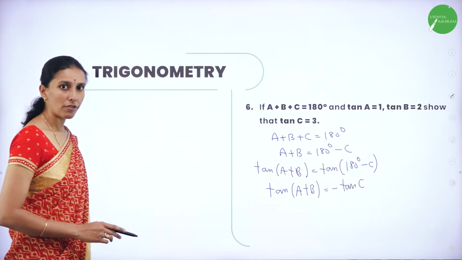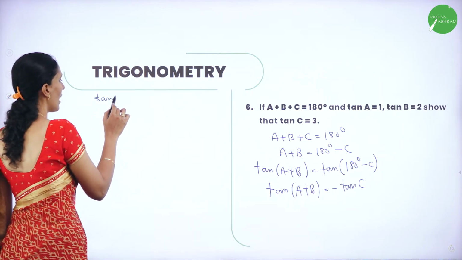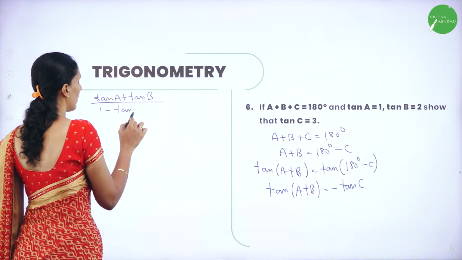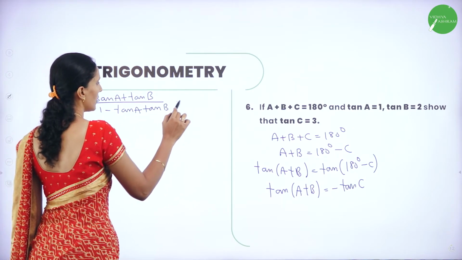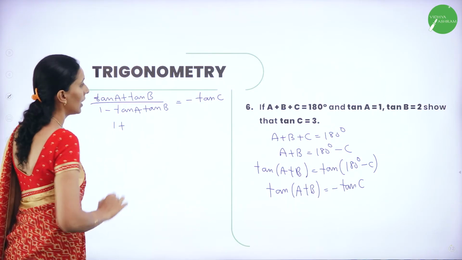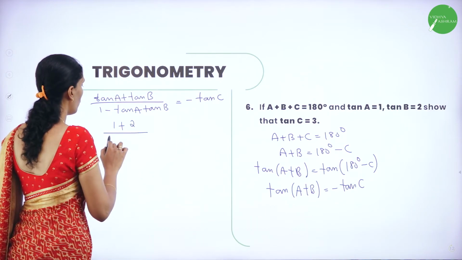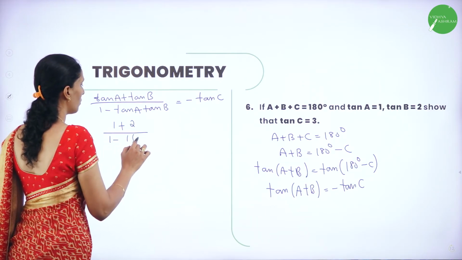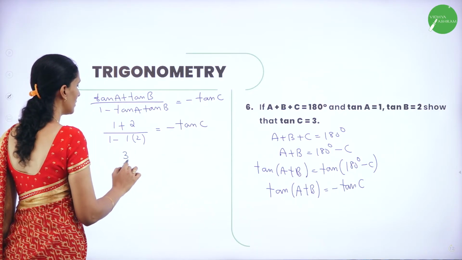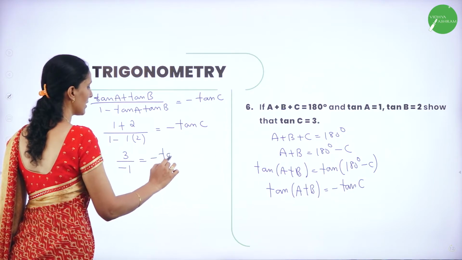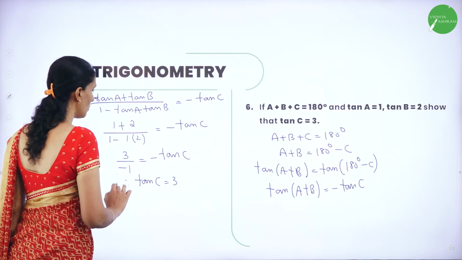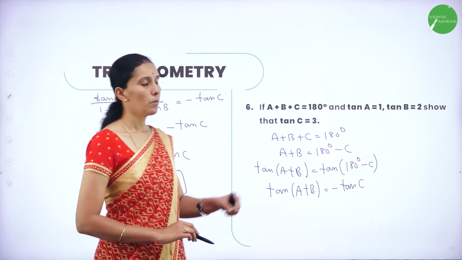Now apply the formula of tan(A plus B). It is (tan A plus tan B) whole divided by (1 minus tan A tan B), which is equal to minus tan C. Now we have tan A value as 1, tan B value as 2. So (1 plus 2) divided by (1 minus 1 into 2), which is equal to minus tan C. So we have 3 by minus 1 is equal to minus tan C. We have minus on both sides. So removing it, we get tan C is equal to 3, which is proved now.